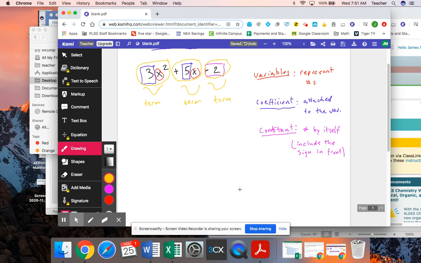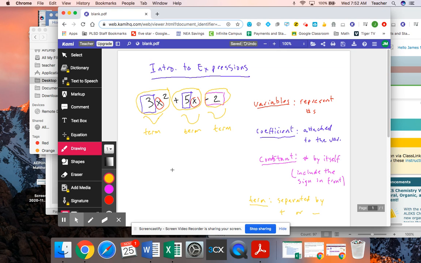If I were to put that into words, I would say a term is a part that is separated by addition or subtraction. That's what a term is. Sorry for the yellow. So when you count up the number of terms, you can tell me how many terms are in there. We have this expression, this whole combination.